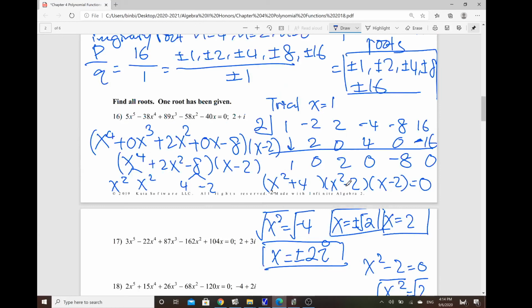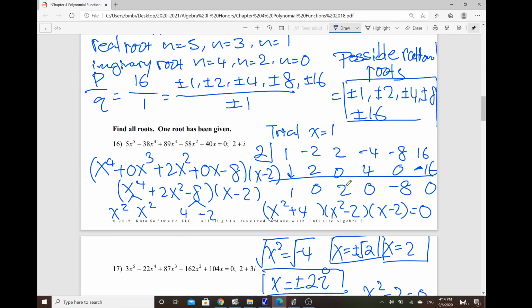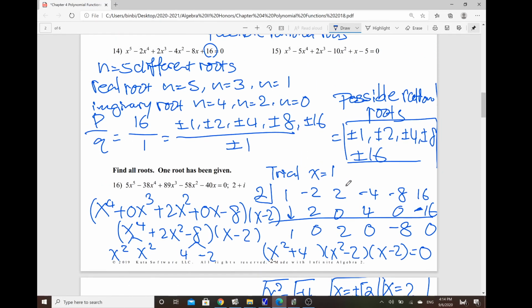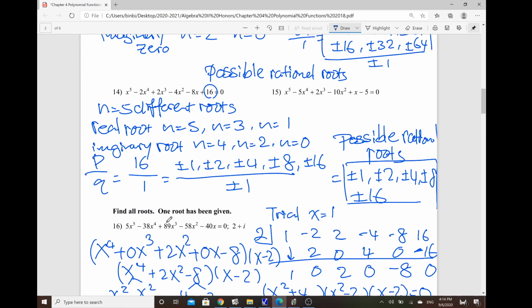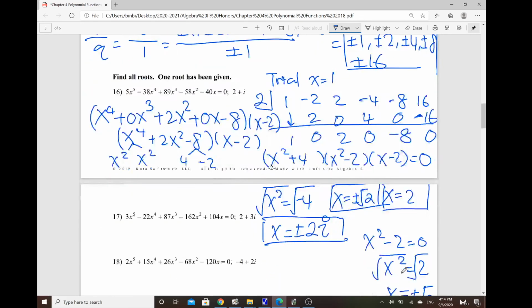So for the second part of the lesson, you'll see that I'm going to show you more examples of the way to find out the roots, whether that's rational, irrational, or imaginary numbers.